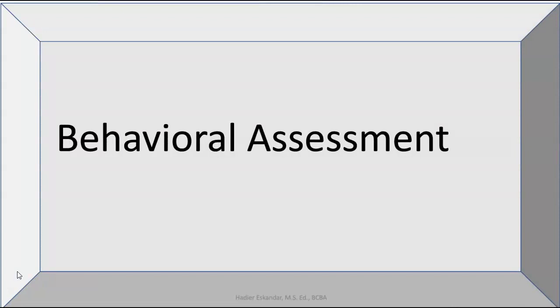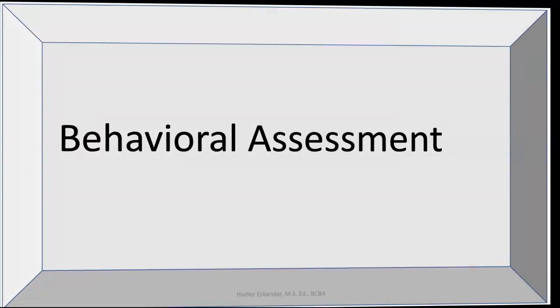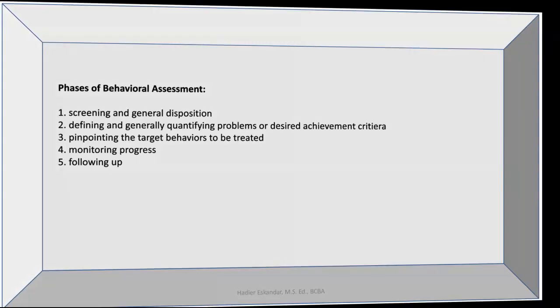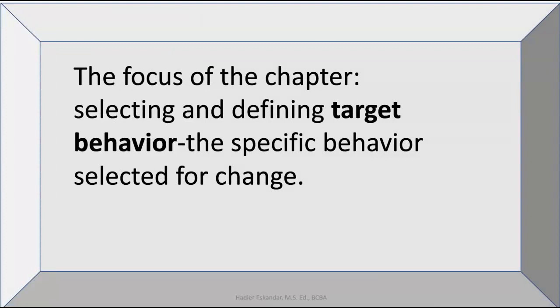This chapter speaks about behavior assessments, and there are phases to the behavior assessment: screening and general disposition, defining and generally quantifying problems or desired achievement criteria, pinpointing the target behaviors to be treated, monitoring progress, and following up. The focus of the chapter again is selecting and defining target behavior, which is a specific behavior selected for change.